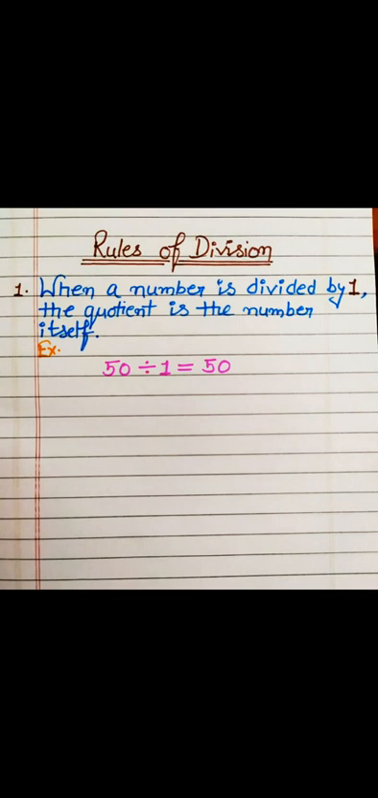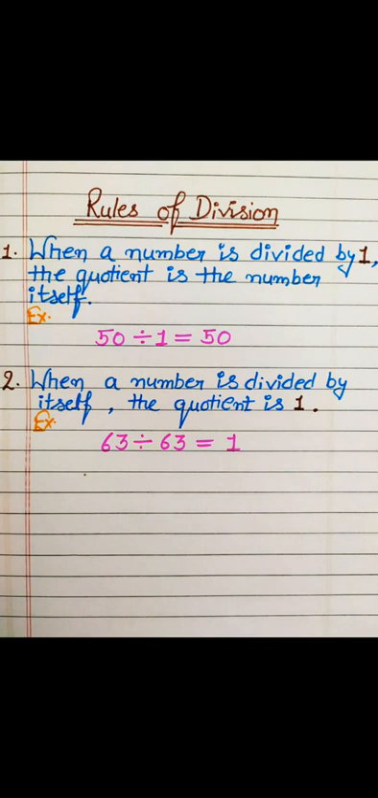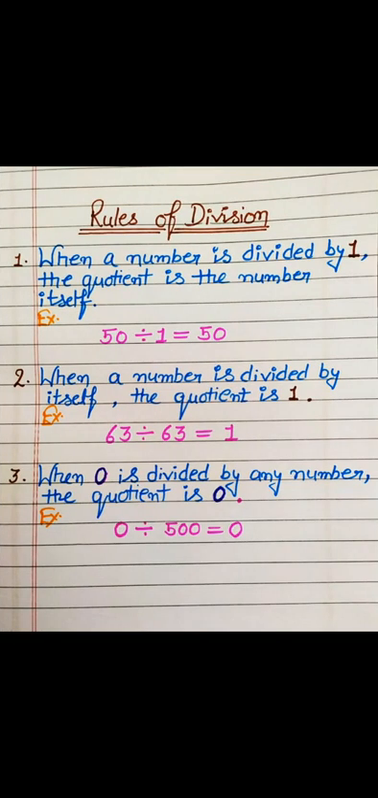The first rule is, when a number is divided by 1, the quotient is the number itself. As you are seeing in the example, if we divide 50 by 1, we get the same number, 50. Next, when a number is divided by itself, the quotient is 1. When we divide 63 by 63, we get 1 as the quotient. Next, when 0 is divided by any number, the quotient is 0. In the example, if we divide 0 by 500, we get 0.